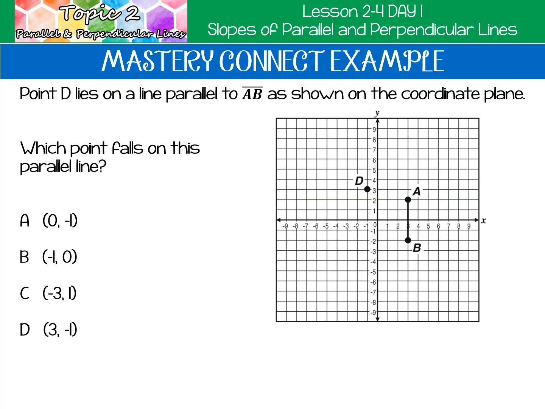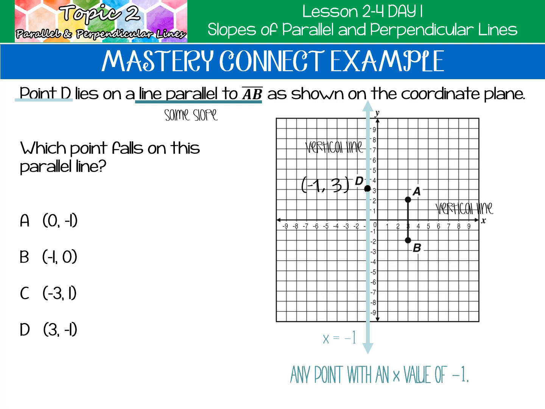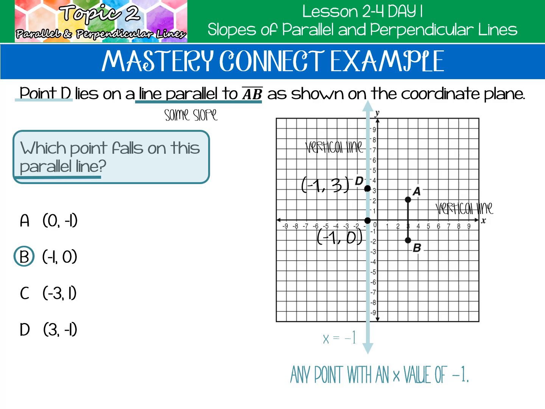Mastery Connect example, point D, right there, the point -1, 3, lies on a line parallel to segment AB. Segment AB is vertical. Parallel has the same slope. So here's a vertical line through that point. The actual equation for that is x equals -1. And any point with an x value of -1 is on that line. We need to figure out which point falls on this parallel line. So it has to have an x value of -1. It's going to be B.